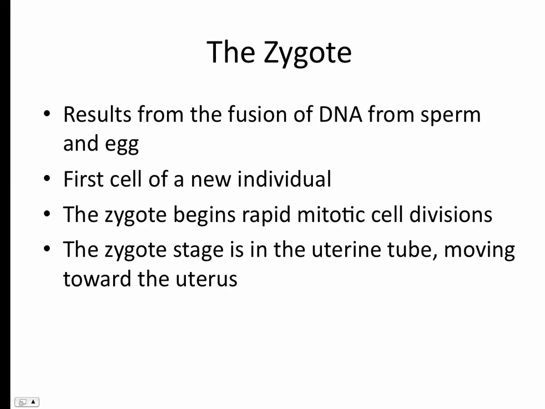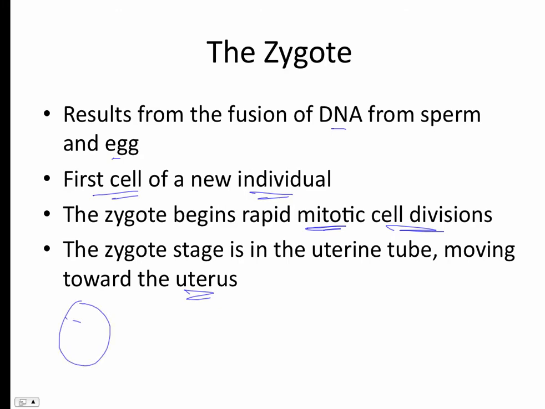Now, the zygote is a term we give to this new cell that has just been formed by the fusion of the DNA from the sperm and that egg. The moment this occurs, we're going to undergo a series of mitotic cell divisions. The cell will not necessarily grow, but it's going to continue to divide, and it's going to move down this uterine tube towards that uterus.